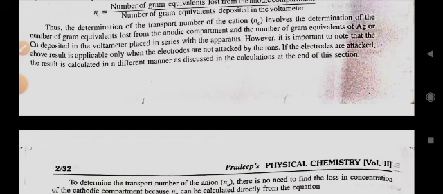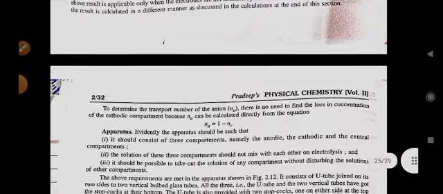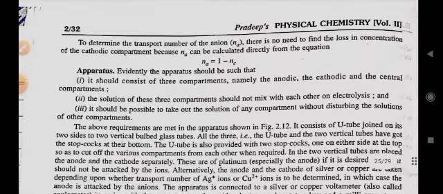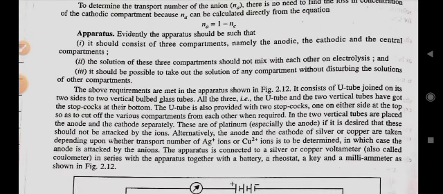If the electrodes are attacked, the result is calculated in a different manner, as discussed in the calculation at the end of this section. To determine the transport number of the anion, there is no need to find the loss in concentration of the cathodic compartment, because NA can be calculated directly from the equation NA is equal to 1 minus NC.